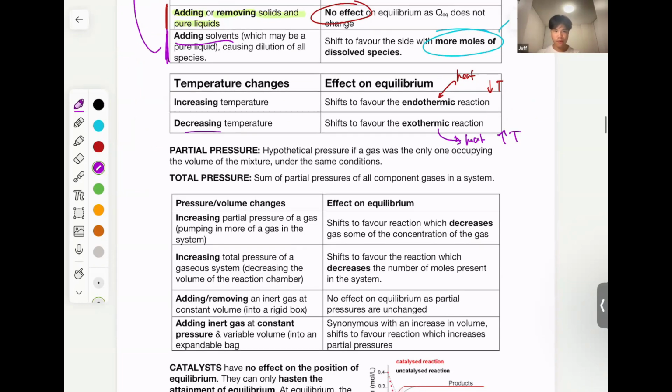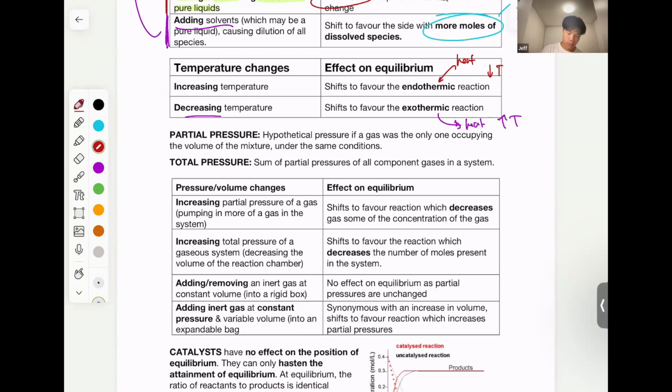Pressure volume changes. Partial pressure is an important concept, you think of the same as a concentration almost. It's the pressure if that was the only gas in the system. So when you say you increase the partial pressure of a gas by pumping in more of one gas, that's in your head the same thing as saying I increase the concentration of a substance in solution. And so the system will shift to decrease the concentration of that specific gas.